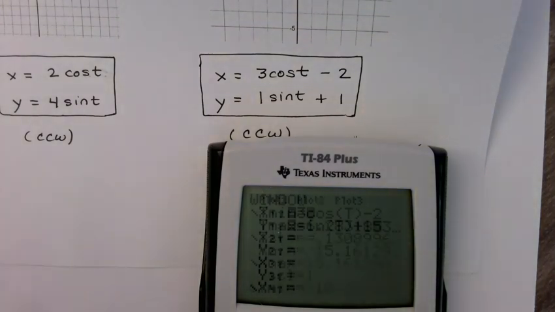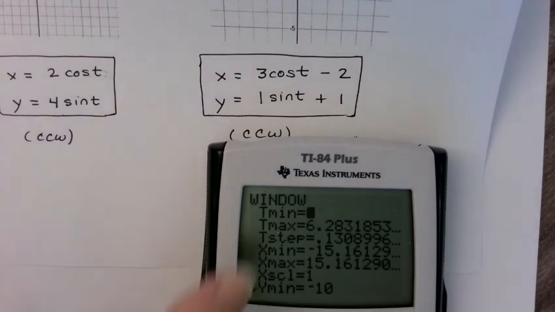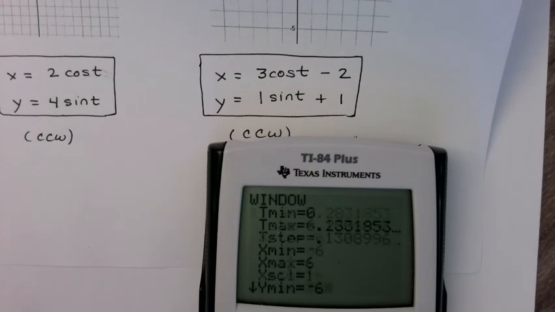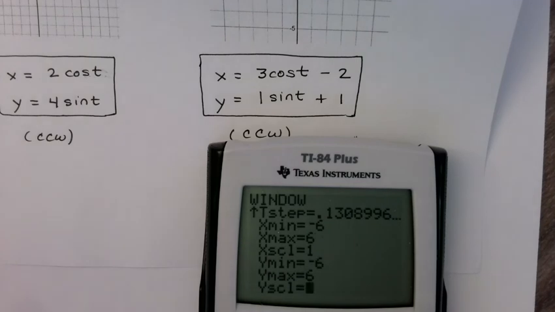I'm going to set up my window. And my t's right now are set up just the way I want. I want to go from 0 to 2 pi to go all the way around this ellipse. And I think that step was kind of generically generated by the calculator. It looks fine to me. All right. Just like the graph I see on my paper, I'm going to go like -6 to 6 for the x and y axes. So it looks pretty close to what I'm seeing on the paper. And graph.